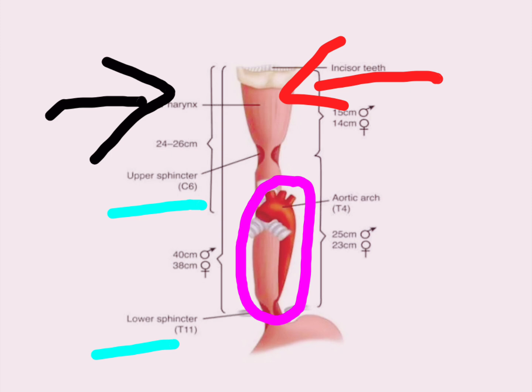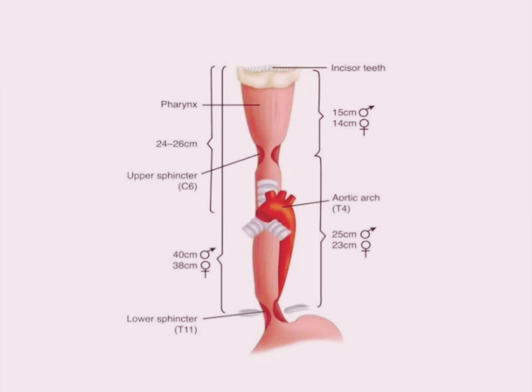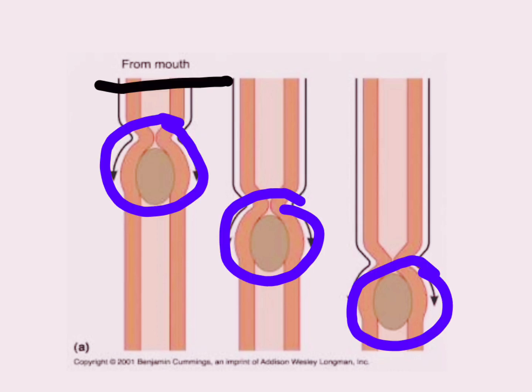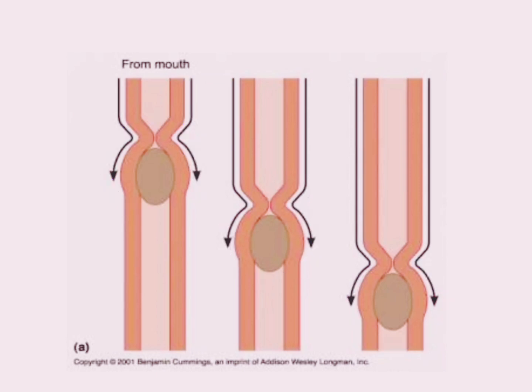In the diagram, the pharynx, upper sphincter, lower sphincter, incisor teeth and aortic arch are present. You can draw this diagram, they may ask it in the exams. Food content moves from the mouth to the stomach, slowly from the upper sphincter to the lower sphincter. You can usually take a picture of this one.